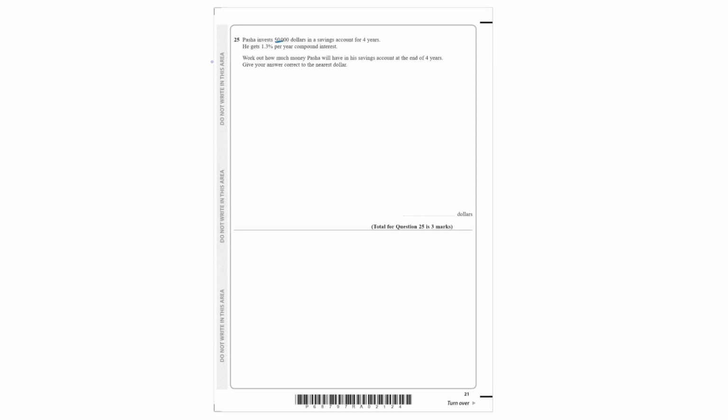Pasha invests $50,000 into a savings account for 4 years. He gets 1.3% per year compound interest. Find out how much money Pasha will have at the end of the 4 years, giving your answer correct to the nearest dollar.